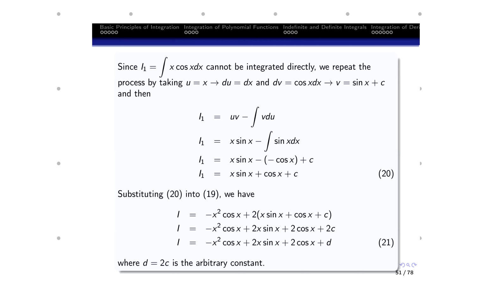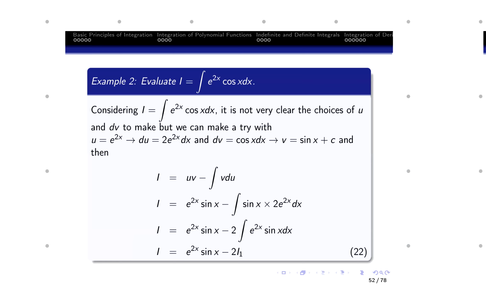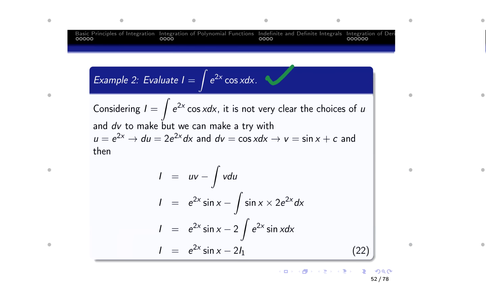So once you see x raised to power something, that is a very easy decision to call it u. But then what do you do in a case like this? Look at this example 2. You want to evaluate I equals the integral of e raised to power 2x cos x dx. Which should be your u? Which one should be your v, your dv? It's a very difficult choice to make, right?